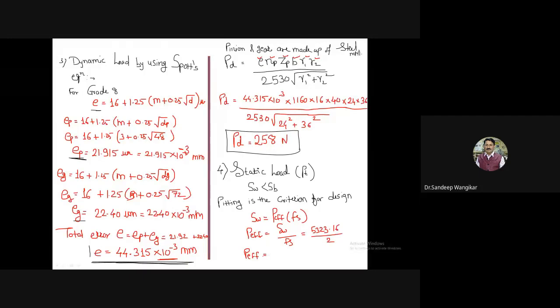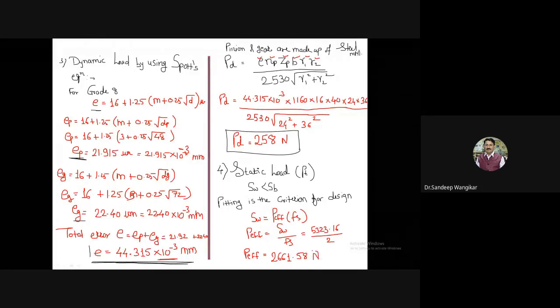2661. What is the answer here? I will calculate P effective 2661.58 Newton. Okay, so this is the answer. Now I will move to the next step.